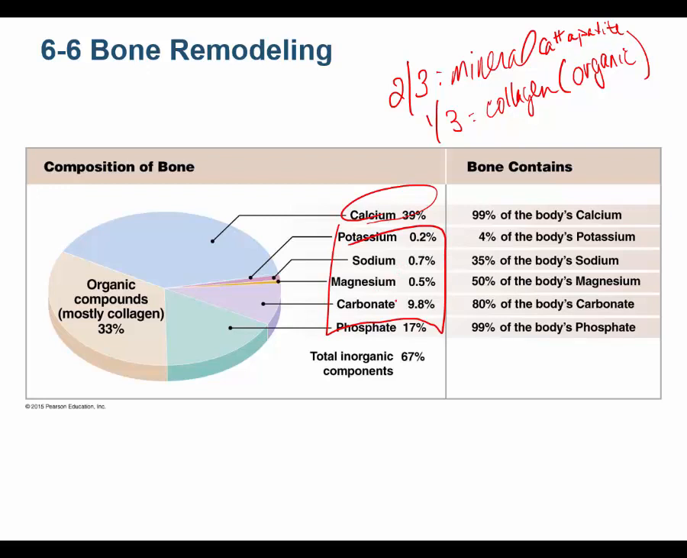Now look at the organic part. As you can imagine, 1/3 is 33%. There it is. So of all of these inorganics, that's 2/3. And then 1/3 is this collagen.